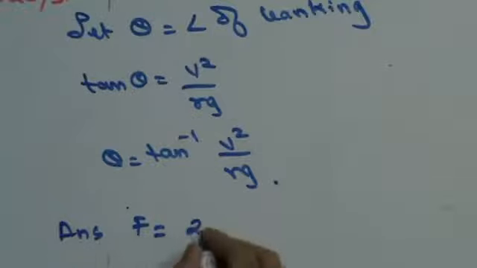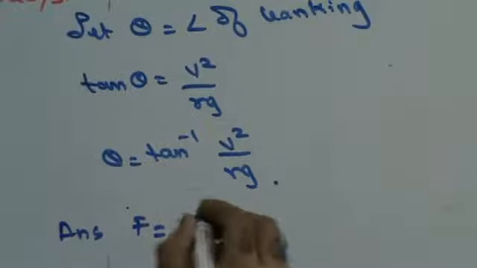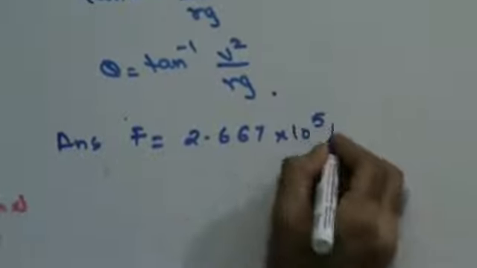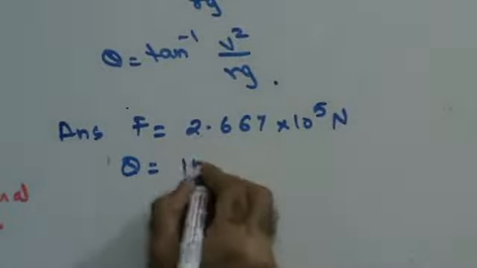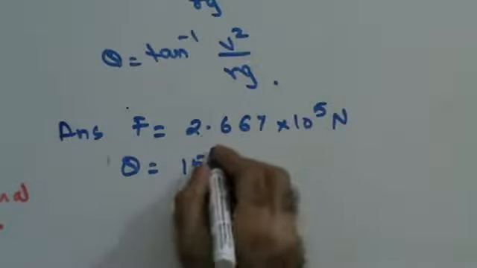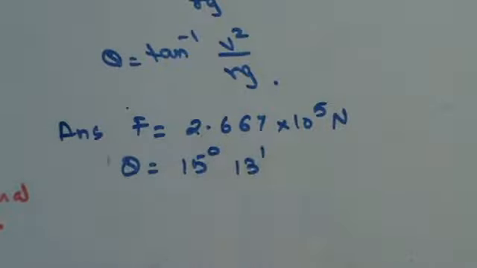The answer for this should be: the horizontal thrust is 2.667 into 10 raised to 5 newtons, and the angle at which the rail should be banked is 15 degrees 13 minutes. Right? Take on the next one, please.